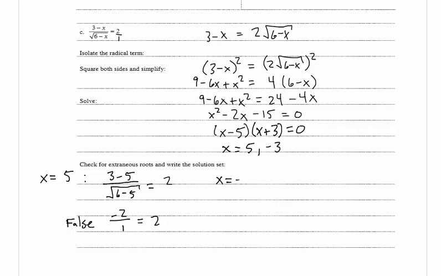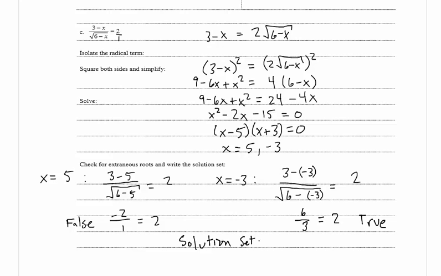And when we check x is equal to negative 3, we have 3 minus a negative 3 divided by the square root of 6 minus a negative 3 is equal to 2. And now we have 3 minus a negative 3 is equal to 6. And 6 minus a negative 3 is 9, and the square root of 9 is 3. And 6 divided by 3 does equal 2, so this is true. So our solution set is negative 3.